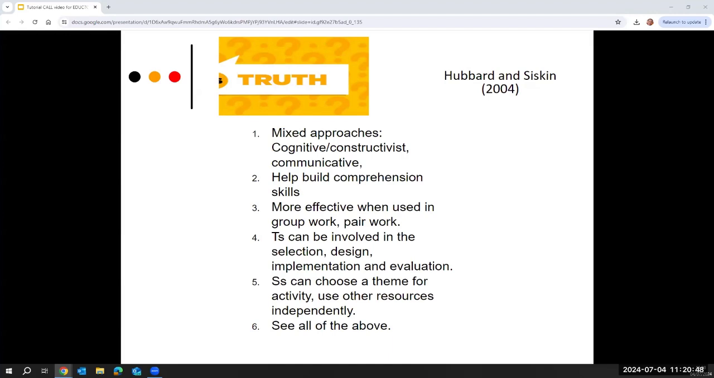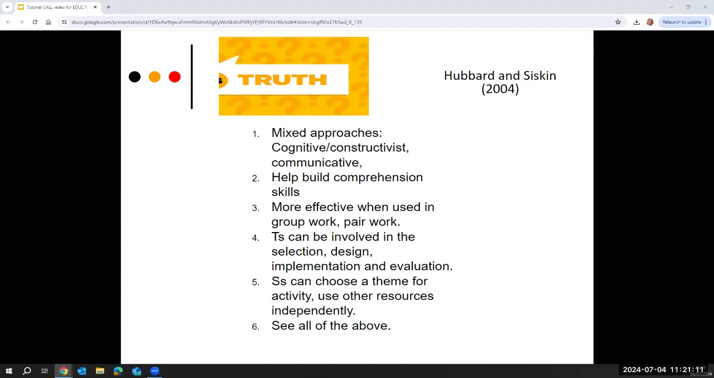Teachers can be involved in the selection of the design. Actually, they're instrumental in the kind of activities they design, because these materials could be developed by teachers, selected by teachers, implemented by teachers, and then evaluated by teachers. So they're not removed from the equation, they're always part of it.